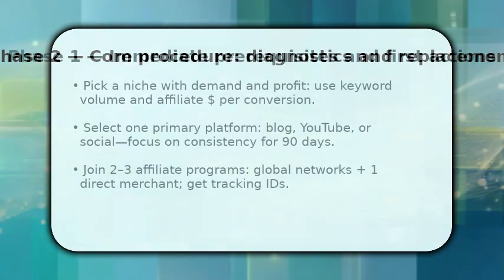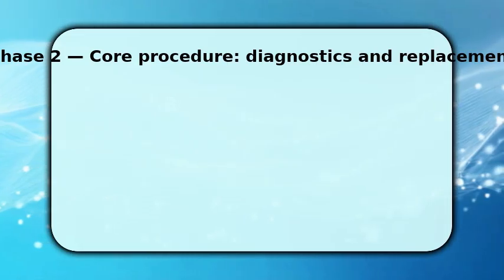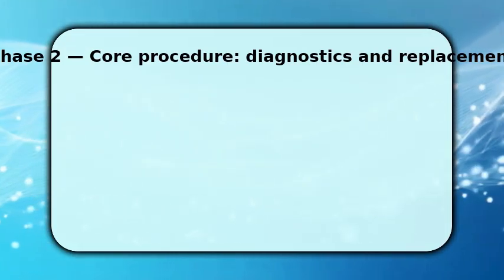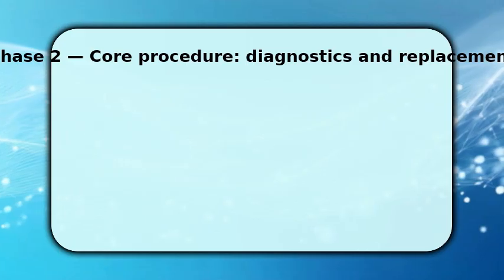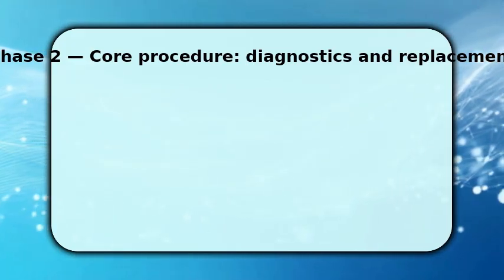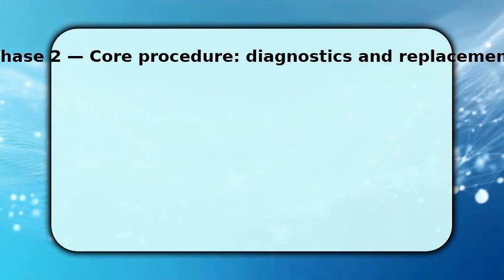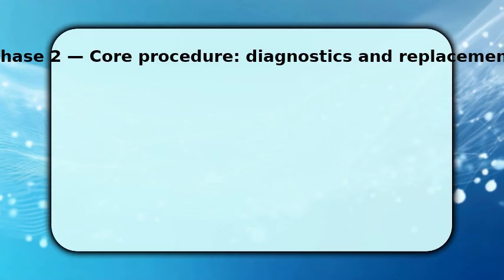Now build content that converts. Write a review, a how-to, and a comparison for the same product so you cover intent and capture buyers. While creating, apply basic SEO: clear titles, meta descriptions, and internal links to get free traffic over time.